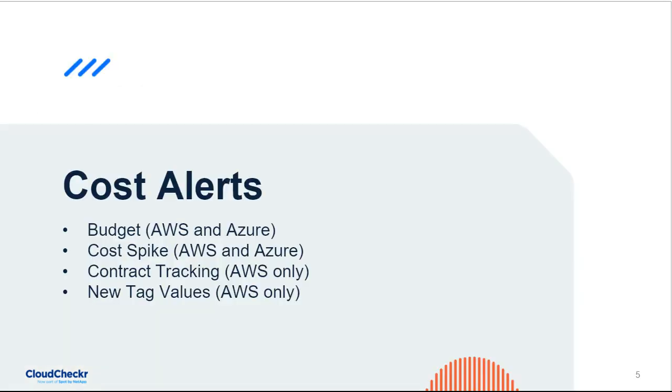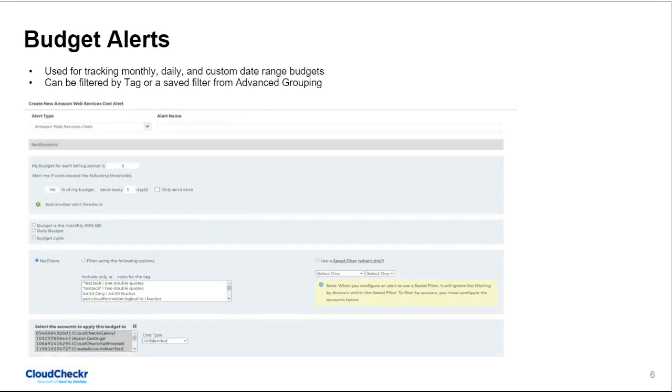So we'll move on to cost alerts. Starting first, we have our budget alerts. These are used for tracking monthly, daily, and custom date range budgets, and they can be filtered via tags or using a saved filter from the advanced grouping report. Now I'll jump into the app so we can see what that looks like.